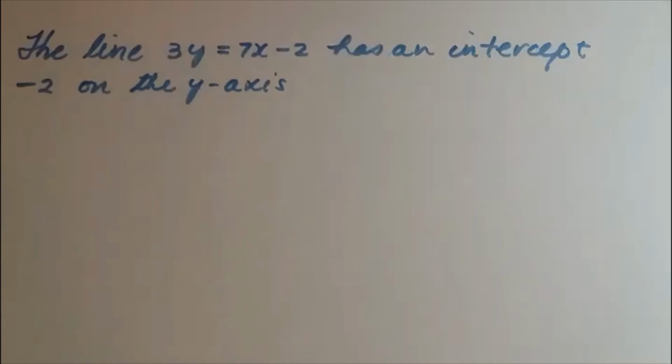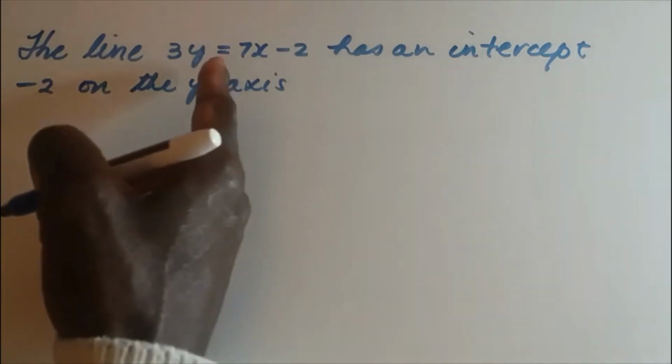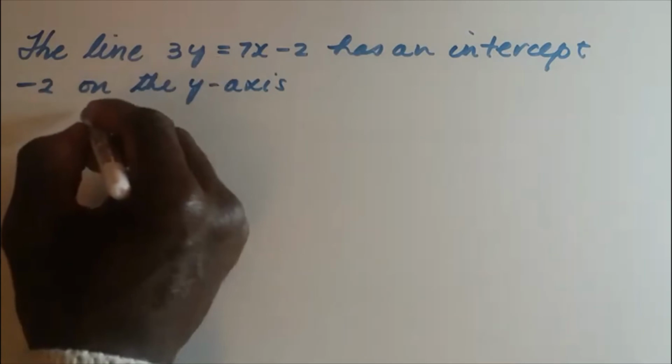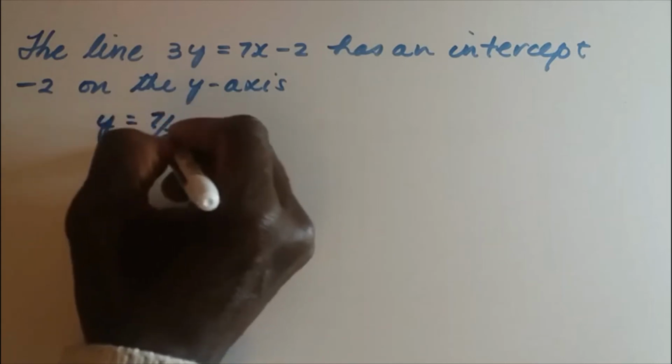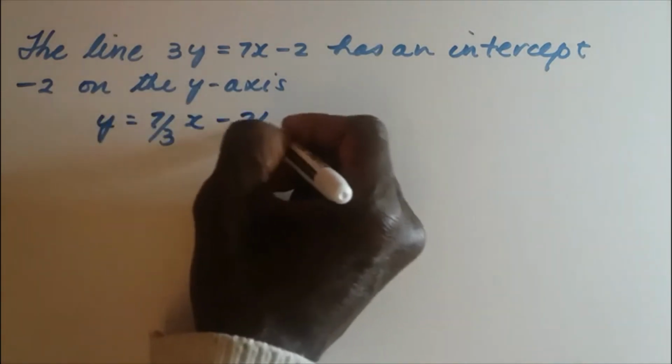Here's our next statement that we need to verify, whether it's true or false. The line 3y equals 7x minus 2 has an intercept negative 2 on the y-axis. This is the same as what we call the constant c, or the y-intercept. So let's go ahead and rearrange this in standard form. That will be y equals 7 over 3 x minus 2 over 3.